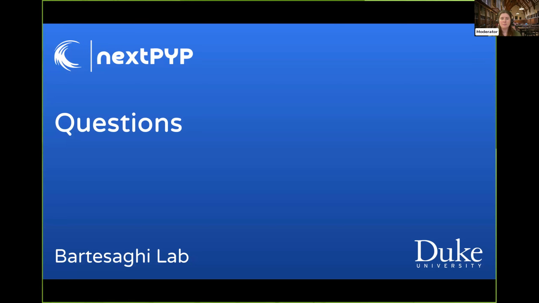And then another question we have is, what if we don't have an HPC available? Have we considered hosting nextPYP in AWS or something so that we could use it there? We have looked into that. We haven't had a lot of time to work on that yet, but it's something that we've looked at in the past, and it's something we're interested in doing.